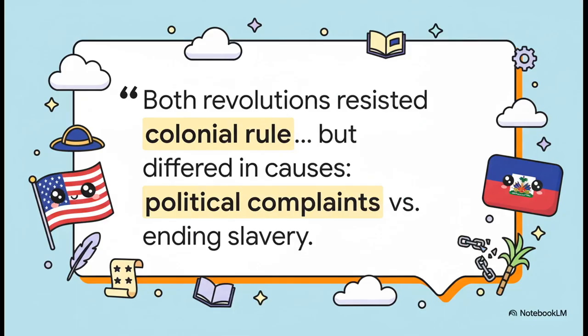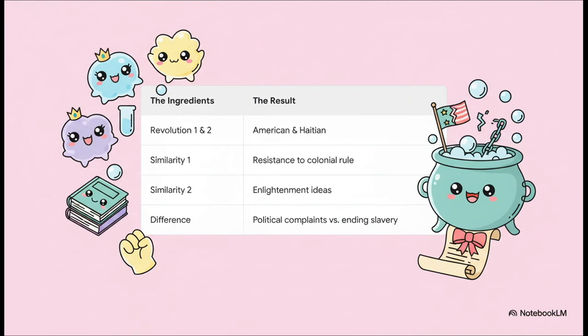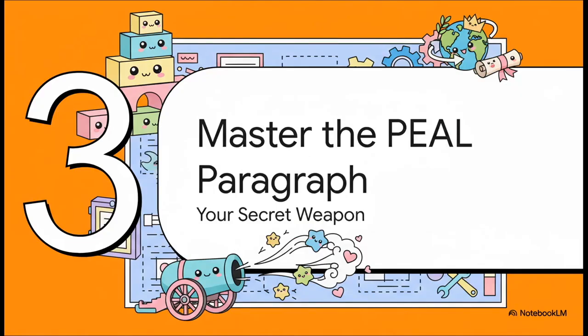Let's look at what makes it so good. First, it names both revolutions. Then, boom, it lays out the 2 similarities, resistance to colonial rule and Enlightenment ideas. And then it clearly states the big difference, political complaints versus the massive need to end slavery. It's your whole argument right there in one powerful sentence. So, yeah, it's basically a formula, like a recipe. You've got your ingredients, Revolution 1, Revolution 2, Similarity 1, Similarity 2, and the difference. You just mix them all together into one clear, awesome sentence. That's your thesis.